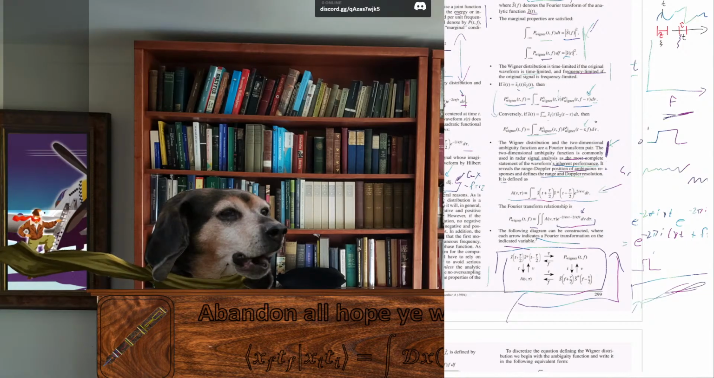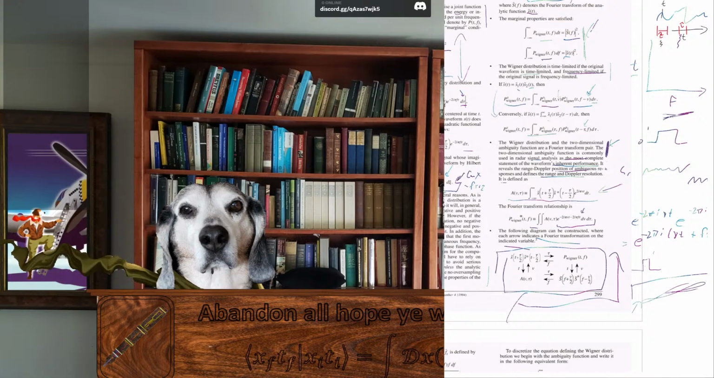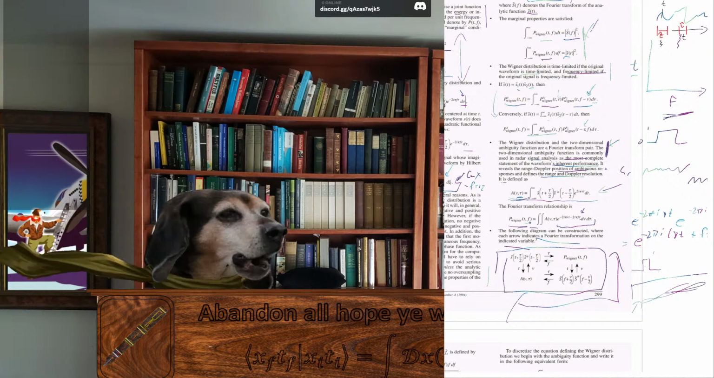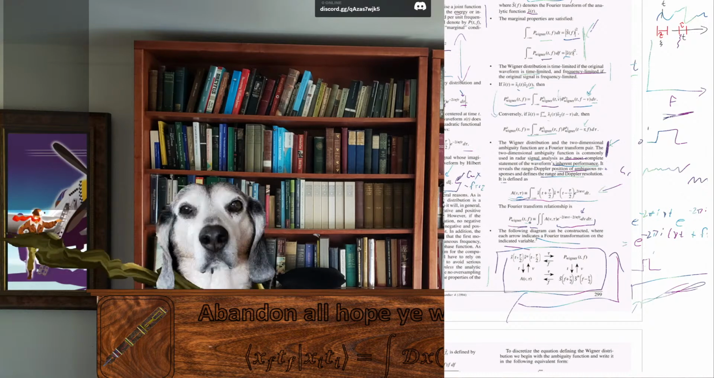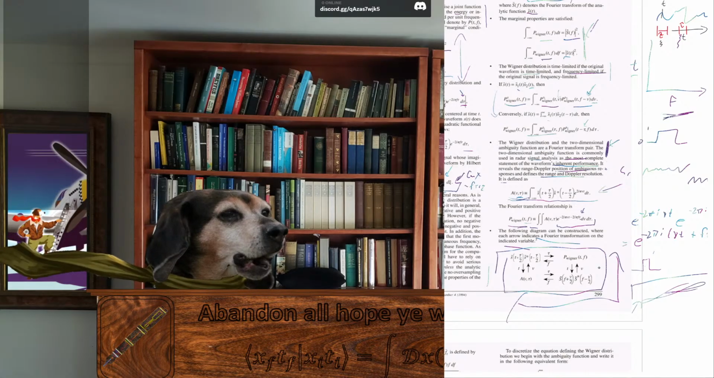So all we've done, the only difference between this one and this one, is we've converted between nu tau and TF. So we've just bounced back and forth between two different variables. So again, anything you do to one, you should be able to do to the other. Okay. Cool. So the following diagram can be constructed.